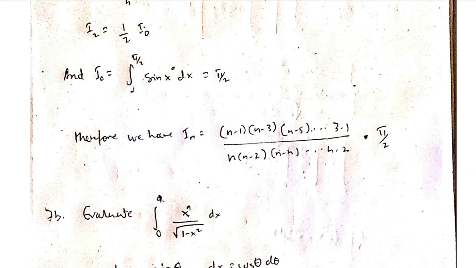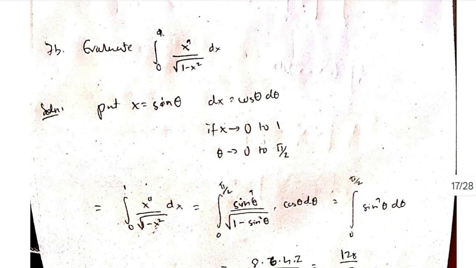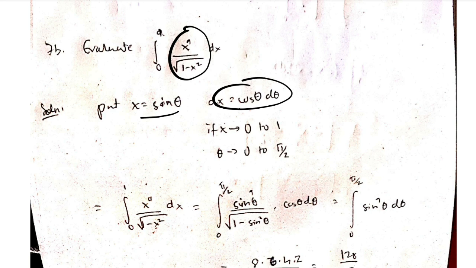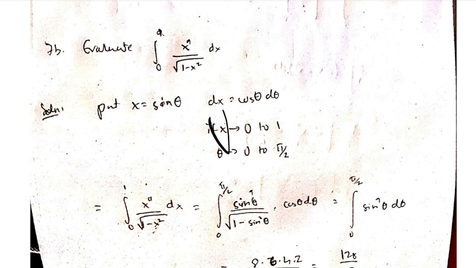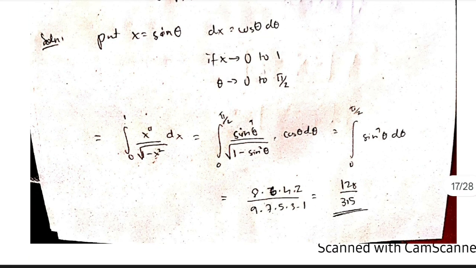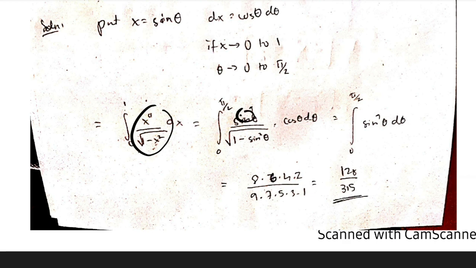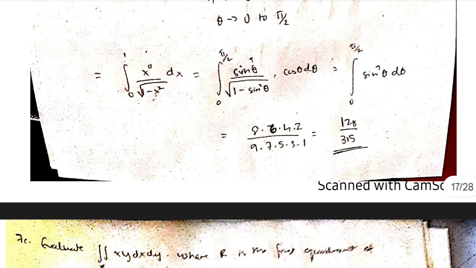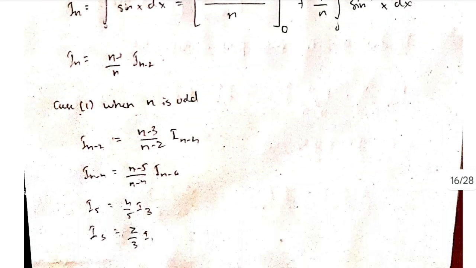Next one is the application of the reduction formula. Here, put x equal to sin theta and differentiate, you will get dx equal to cos theta d theta. Change the limits and then substitute the values here. Finally you will get sin power 9 theta d theta. What is sin power 9 theta d theta? In the answer we got here, n is equal to 9. So substitute the value of n as 9 here and find the answer.